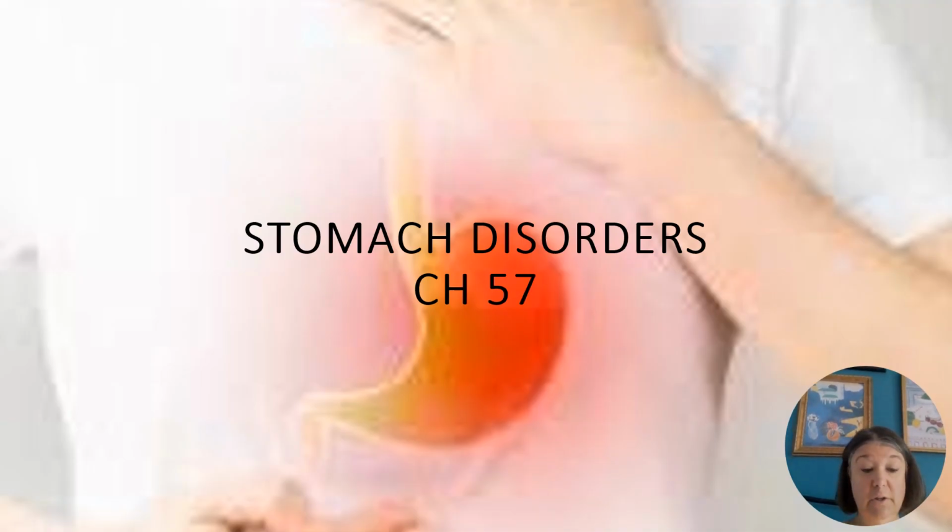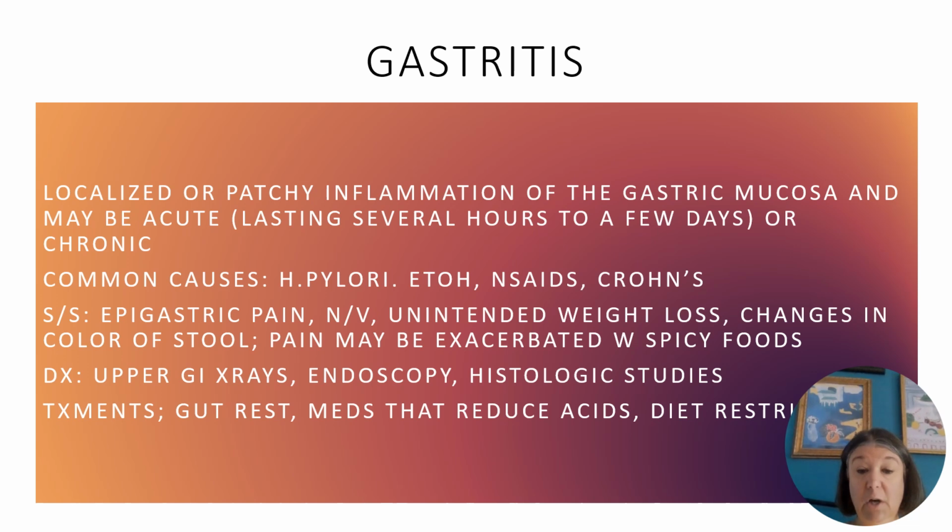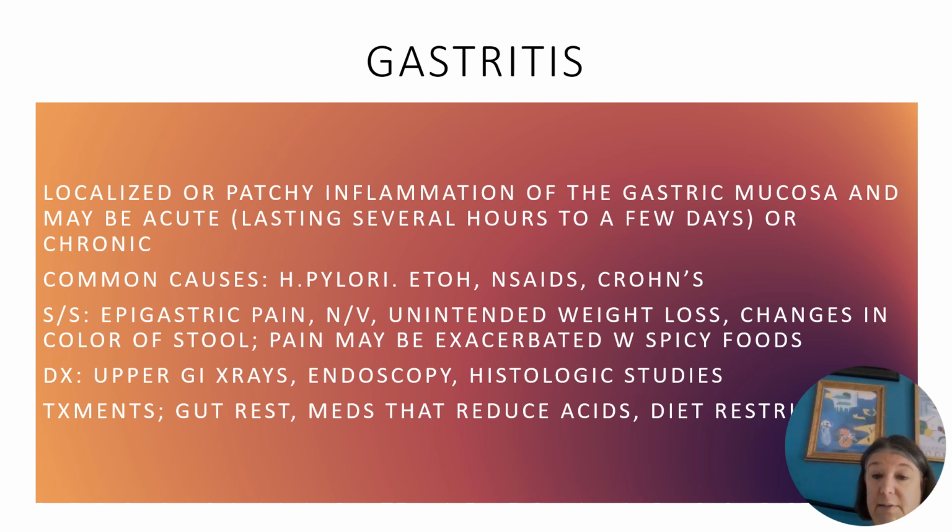All right, stomach disorders, chapter 57. All right, so we're talking about gastritis. So inflammation of the gut. Localized or patchy inflammation of the gastric mucosa. It can be acute or chronic, right? So it can last several hours to a few days, or chronic resulting from repeat exposures to irritating agents. So we're going to think our drinkers again, right? Most common cause of gastritis, though, is actually H. pylori. Other causes include alcohol, NSAIDs, Crohn's disease, TB, and bile reflux.